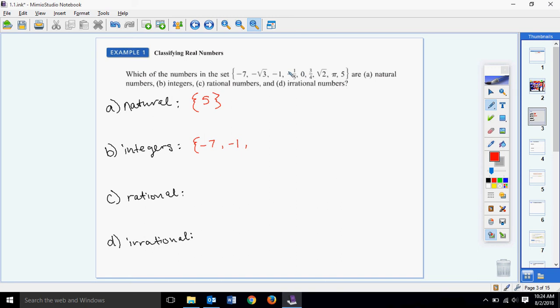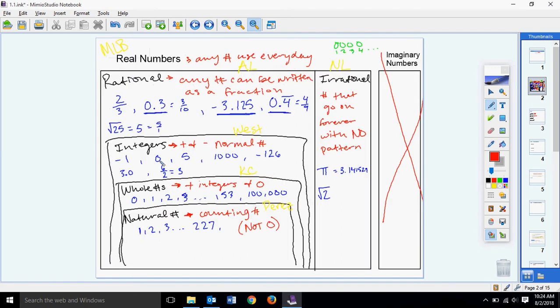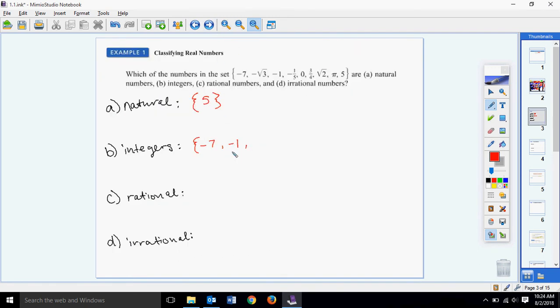Then I have 0. Is 0 included in my integers? Yes, it is. I'm going to put 0. 3/4 doesn't reduce. Square root of 2 is a decimal. Pi is a decimal, and then we have 5, which would be a normal integer number. So there's 4 integers in this set.